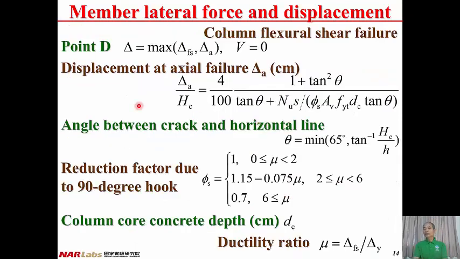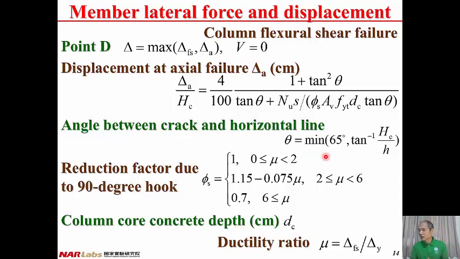And then we move to point D. Point D equals the maximum of delta_s and delta_a, and then V equals 0. From lots of experimental results, people can come up with a formula for delta_a divided by H_c equal to 4 over 100, times 1 plus tangent square theta, divided by tangent theta plus N_u s divided by phi_s A_v f_yt d_c tangent theta. And theta here is the angle between the crack and the horizontal line.